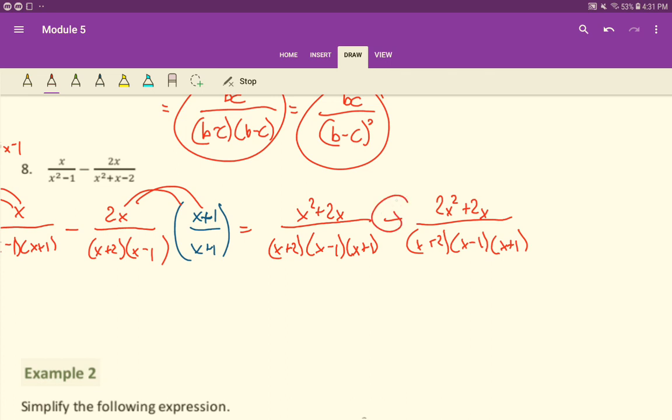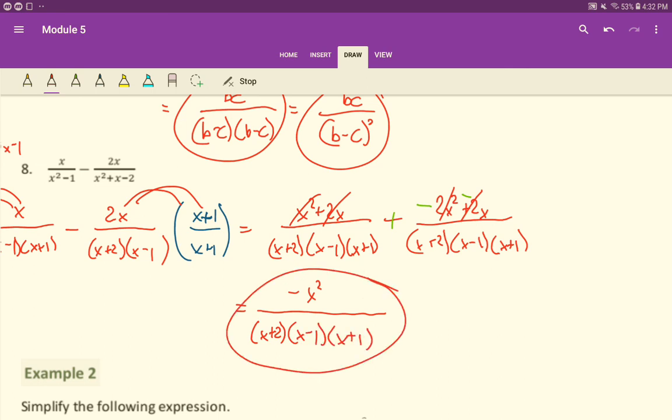Again, this minus sign, be careful. It does not multiply to the numerator and denominator, so don't do both. But when you do multiply it, it will distribute to both of these terms. So again, I like to change it to add the opposites. So we'll add and then make these both opposites. Now this x squared will add with this negative 2x squared to give us a negative x squared. And the 2x and the negative 2x will cancel. So we're left with negative x squared over x plus 2 times x minus 1 times x plus 1. And there's our final answer.